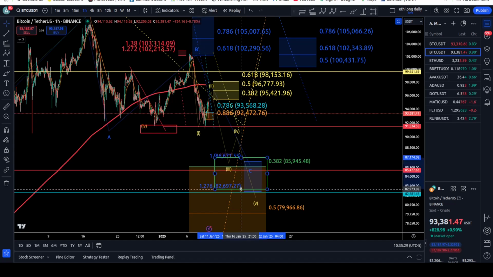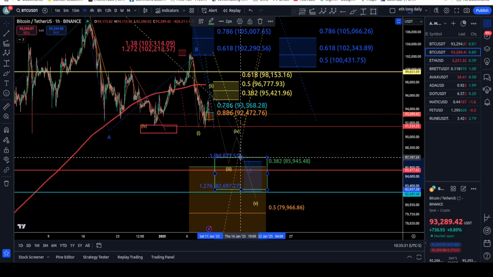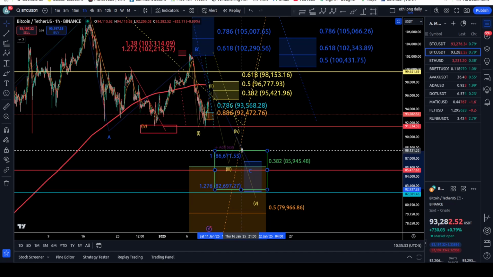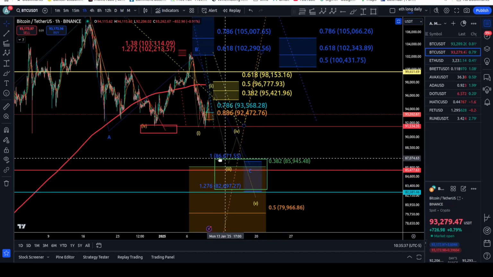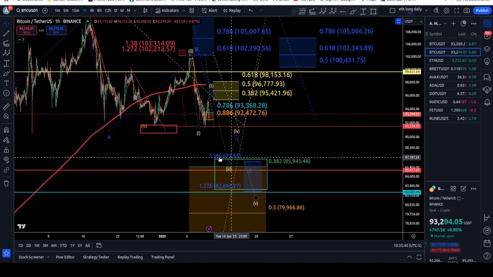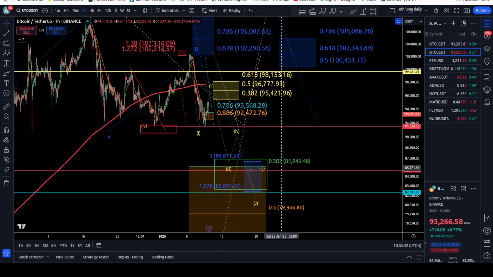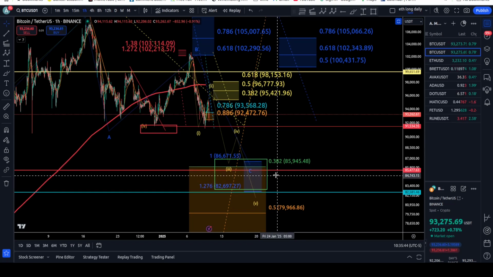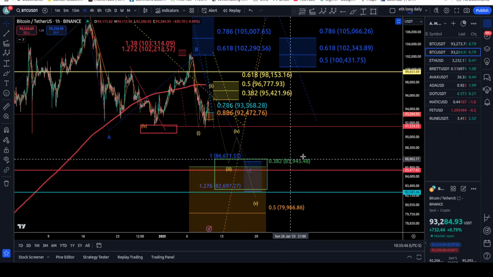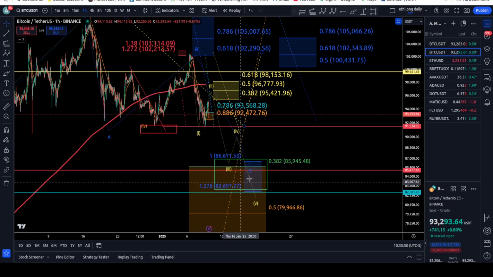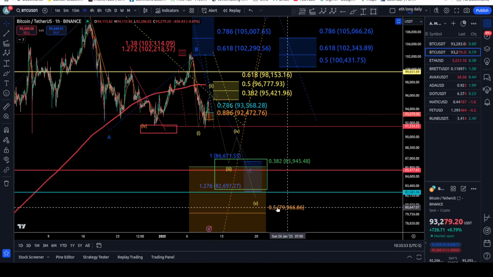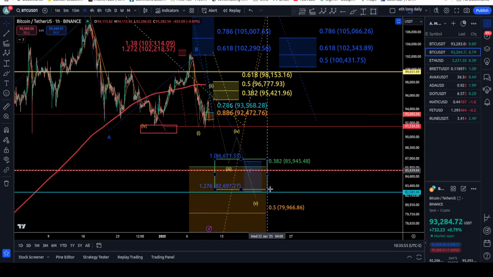I'm keeping saying the same things here. Let me enlarge so you can see better. Okay, 86,000. Let's round it up to 700. So 86,700. Then we have the 0.382, 86,000, and after that I have 82,700 and pretty much 80,000. These are the levels that I'm watching now.